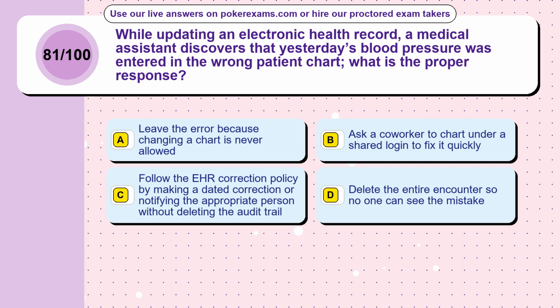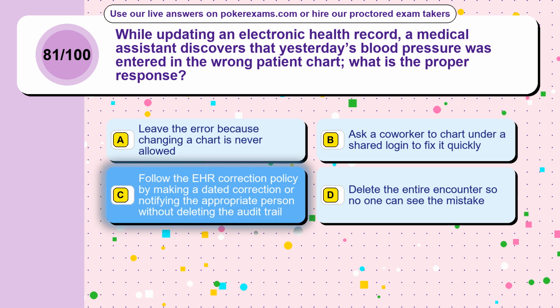Question 81. While updating an electronic health record, a medical assistant discovers that yesterday's blood pressure was entered in the wrong patient chart. What is the proper response? Option A, leave the error because changing a chart is never allowed. Option B, ask a coworker to chart under a shared login to fix it quickly. Option C, follow the error correction policy by making a dated correction or notifying the appropriate person without deleting the audit trail. Option D, delete the entire encounter so no one can see the mistake.